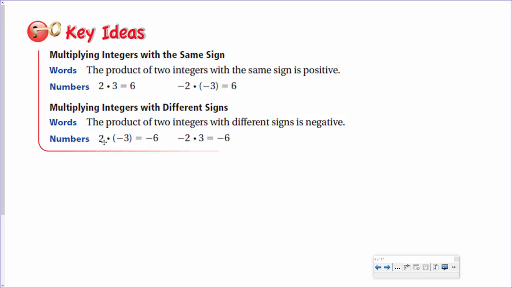Now check this out. The second one says if you multiply two things, but one is a positive and one is a negative, your answer will always be negative. Notice I have 2 times negative 3, I get negative 6, and I have negative 2 times 3, and that also equals negative 6. So these are a really important key idea.